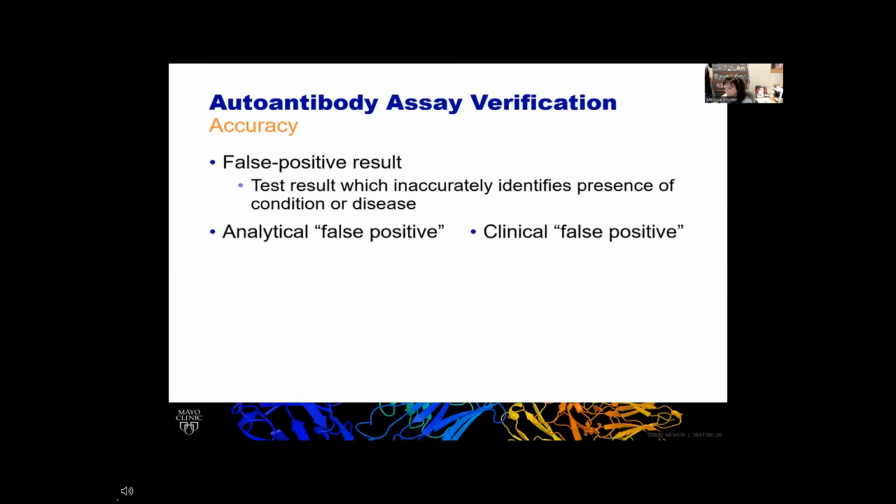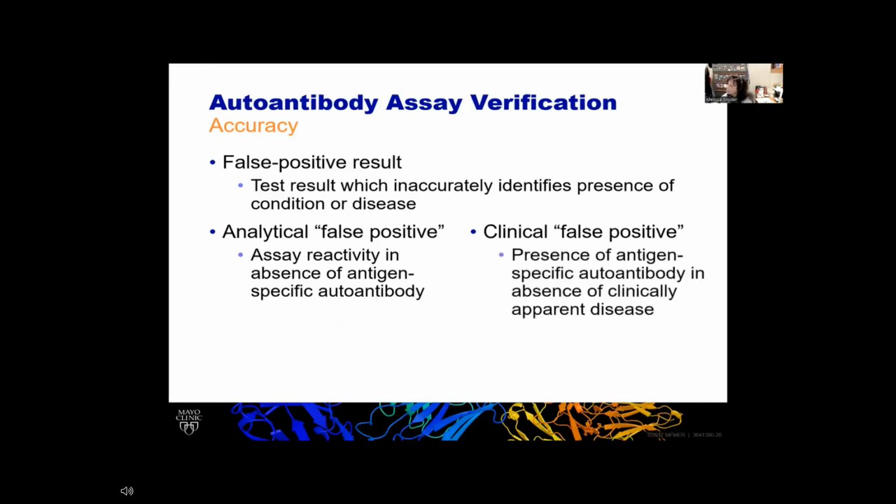How am I distinguishing between these two? I would define an analytical false positive, meaning that you're detecting reactivity in your assay, even though the patient does not have an antigen-specific autoantibody that is recognizing that specific antigen. So that to me is an analytical false positive, in comparison to a clinical false positive, which means that the patient actually has an autoantibody against that antigen that you are detecting. It's just that they don't have clinically apparent disease at this point in time.